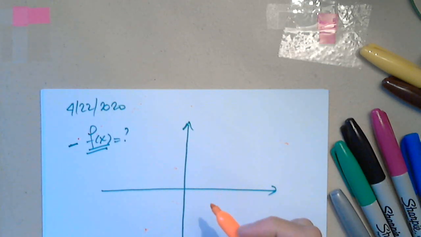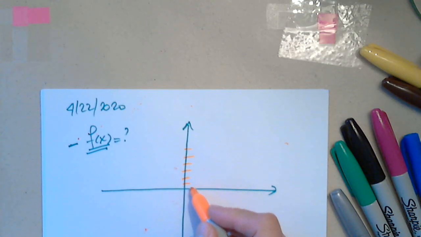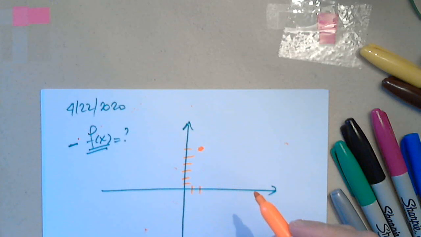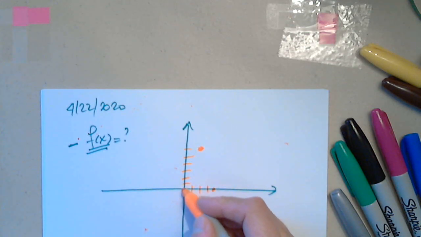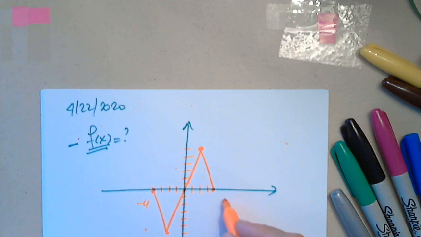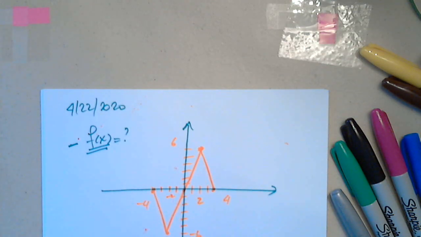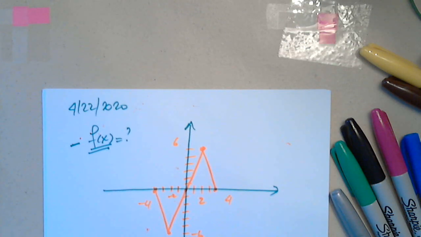So I have 2, 2, 6. 1, 2, 3, 4, 5, 6. 1, 2. Right here. And then I have 4 and 0 and identical on the other side. 1, 2, 3, 4, 5, 6. So it's right here. So this is what I see. Negative 4 and 4, and then negative 6 and 6 and 2 and negative 2. Mine's just a little bit different, but that's essentially the same thing.